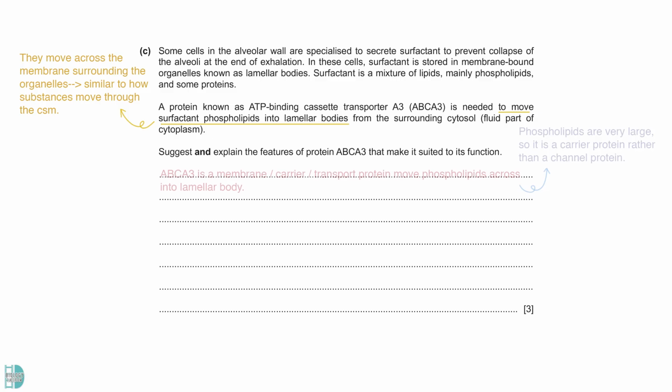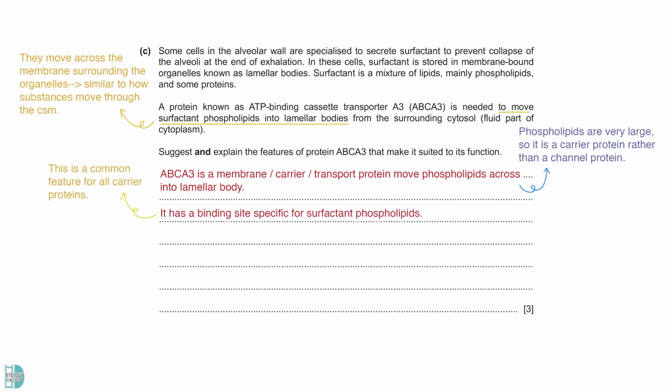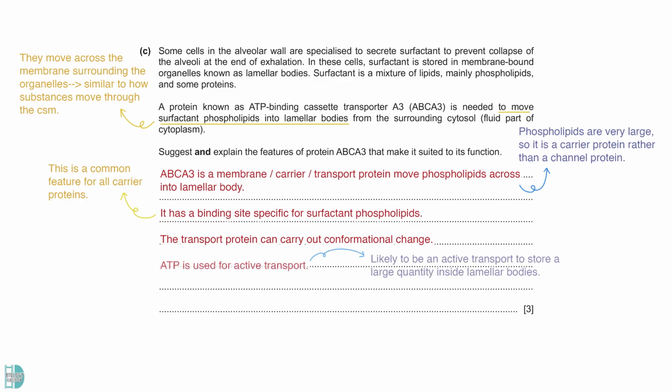With that said, ABCA3 acts as a transport protein. Since it transports phospholipids, which are large, it is a carrier protein rather than a channel protein. A carrier protein has a binding site specific to the substance it transports. The binding leads to a conformational change of the carrier protein. To store a reasonable amount of phospholipids in the membrane enclosed structure, it is not likely that we can just depend on the passive movement of the substance. Active transport is needed, and ATP is used. Surfactant phospholipids move against their concentration gradient. To store a large quantity, we do not want the process to stop at equilibrium.